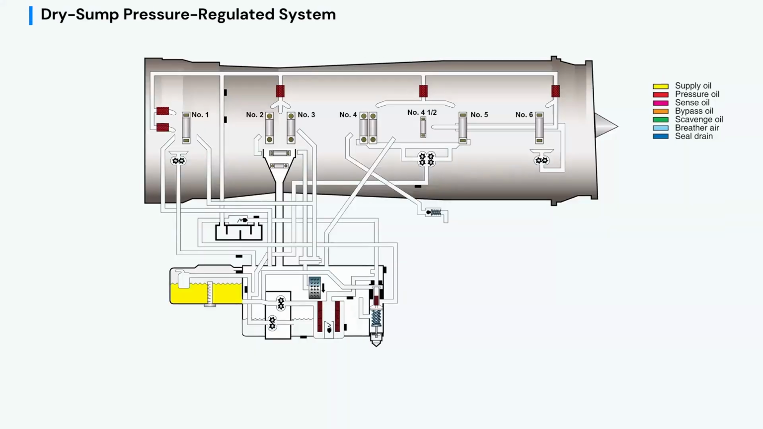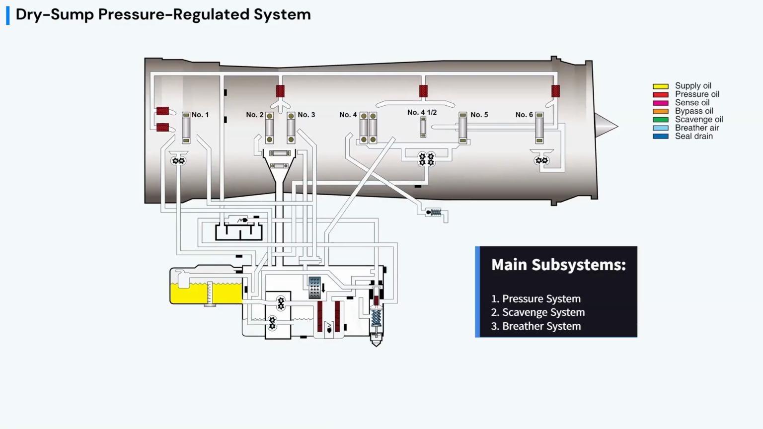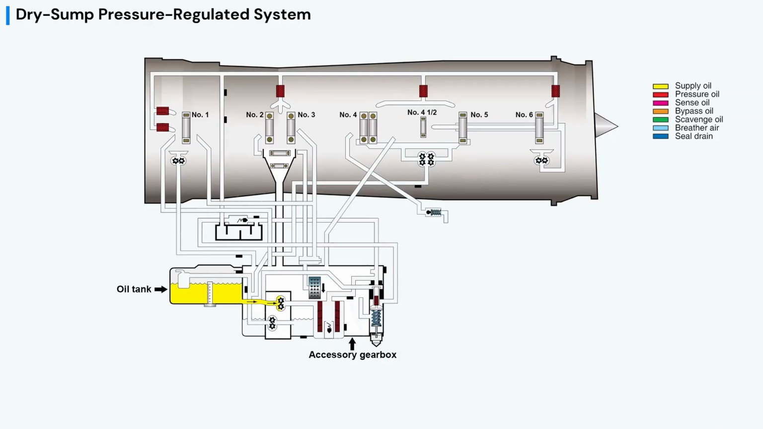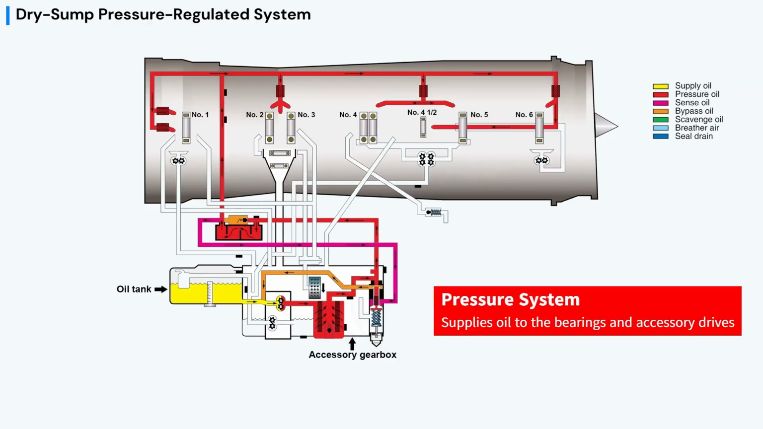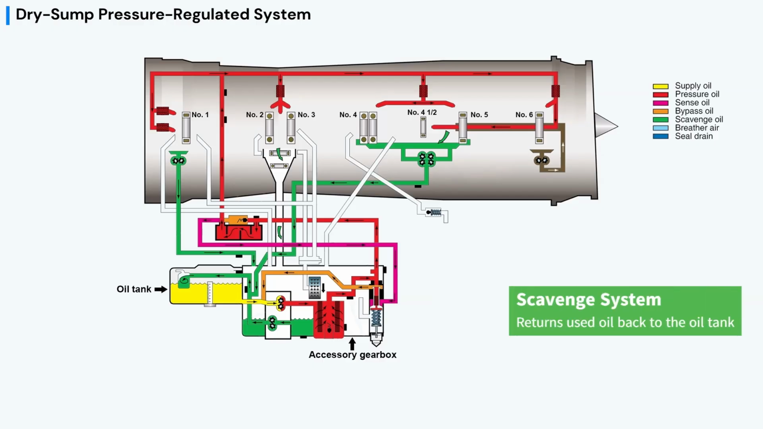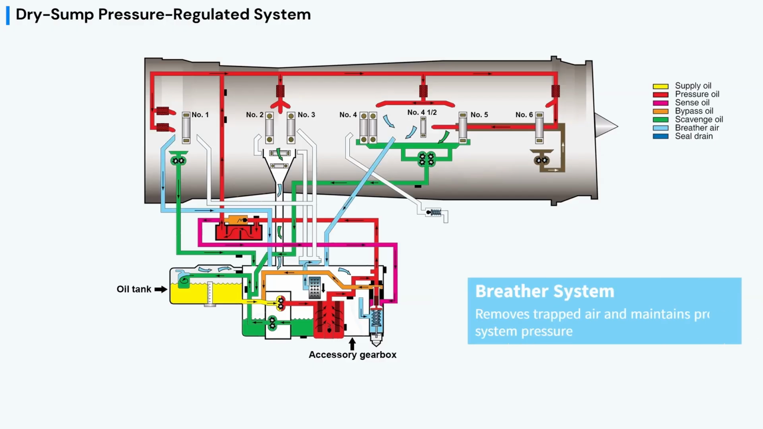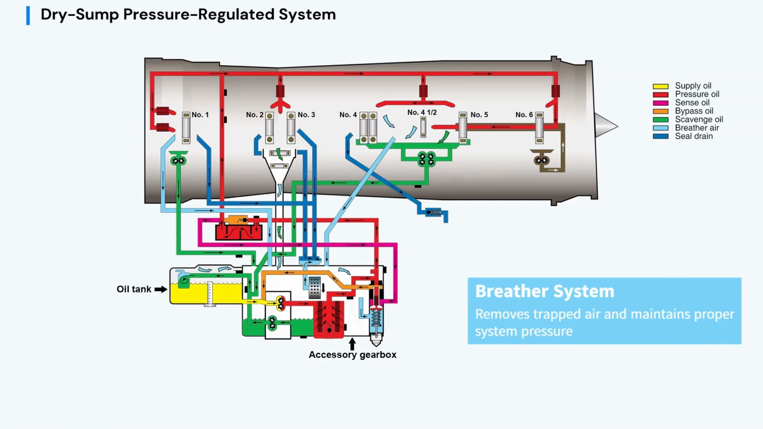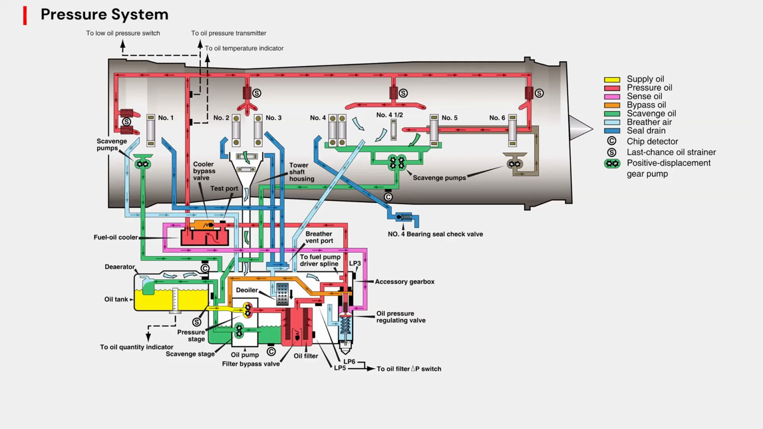A typical dry-sump pressure-regulated turbine lubrication system has three main subsystems: the pressure system, the scavenge system, and the breather system. The oil is stored in a separate oil tank mounted on the engine, usually near the compressor case. The pressure system sends oil to the engine bearings and accessory drives. The scavenge system returns the used oil back to the tank. And the breather system removes trapped air and maintains proper pressure throughout the engine. Let's begin with the pressure system.